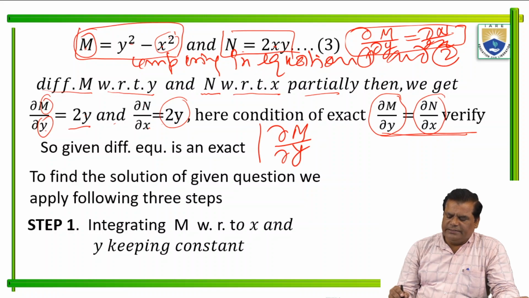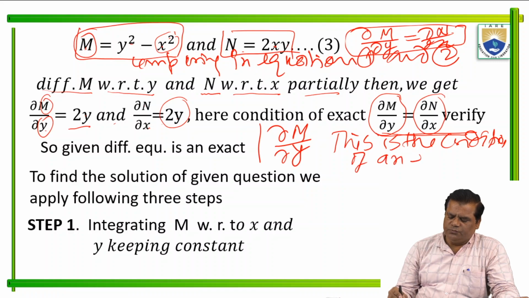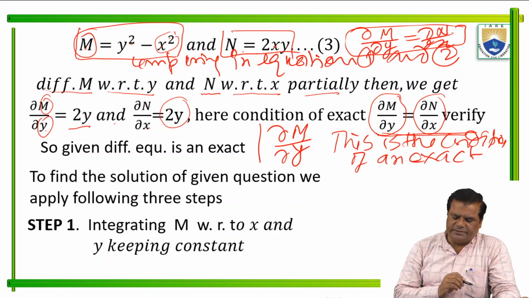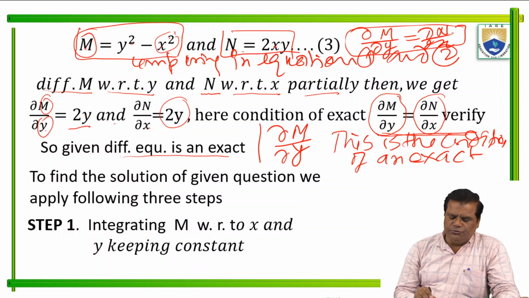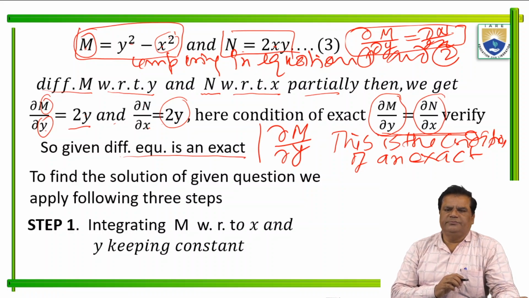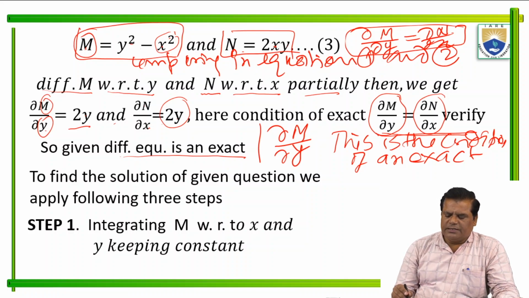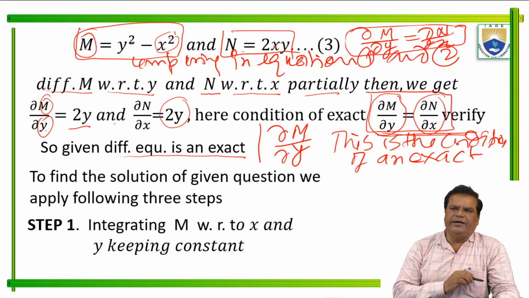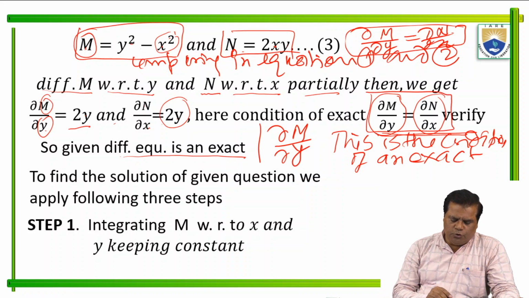This is the condition of an exact equation. So the given differential equation is exact. We have proved that the given differential equation is exact because the condition of exactness is verified here. Okay, now let us find the solution of the given question.